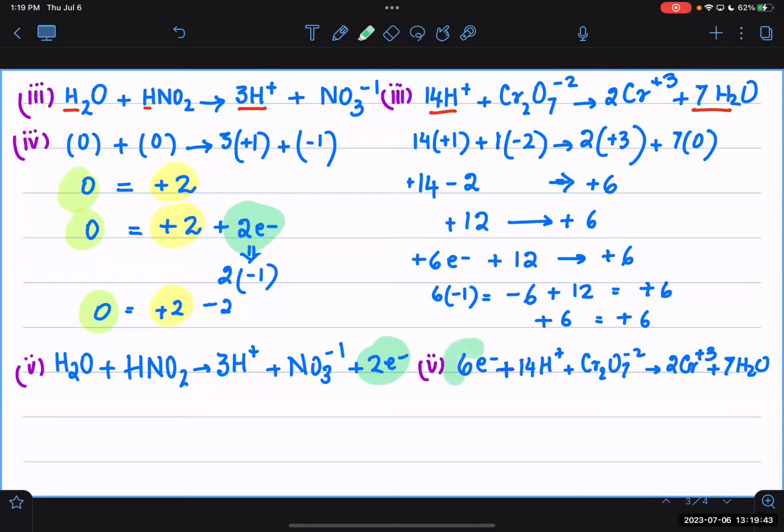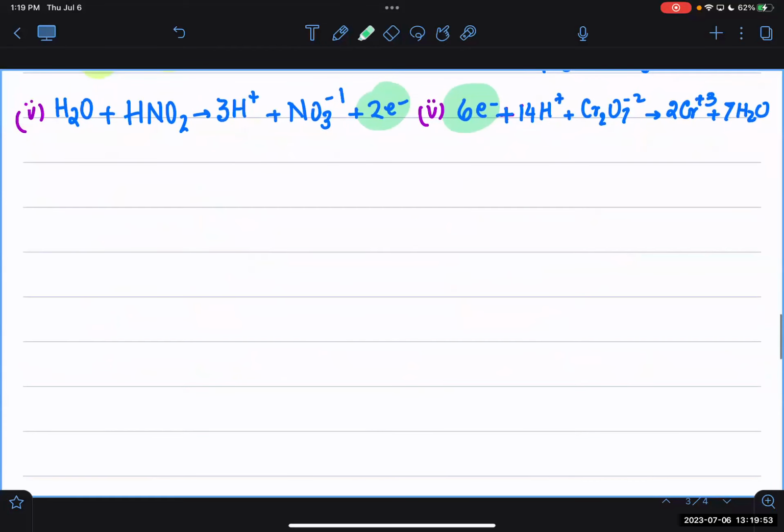We have 6 electrons on one side, but we have only 2 on the other. What can you do? How can you equalize the electrons? Common multiple, which means multiply by 3. So equalize the electrons by multiplying by 3.